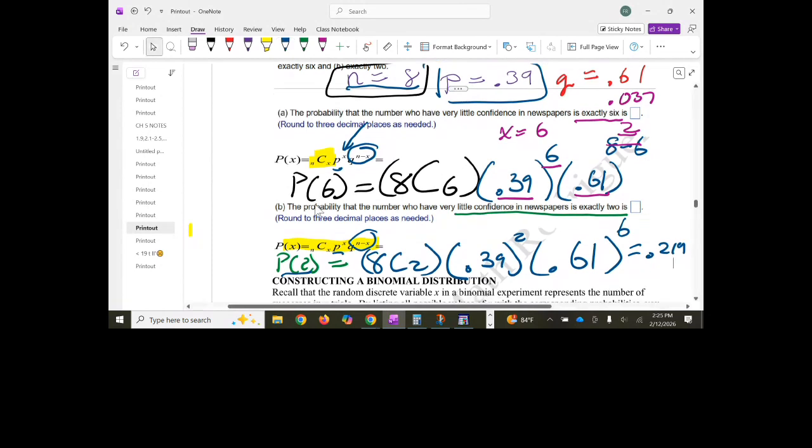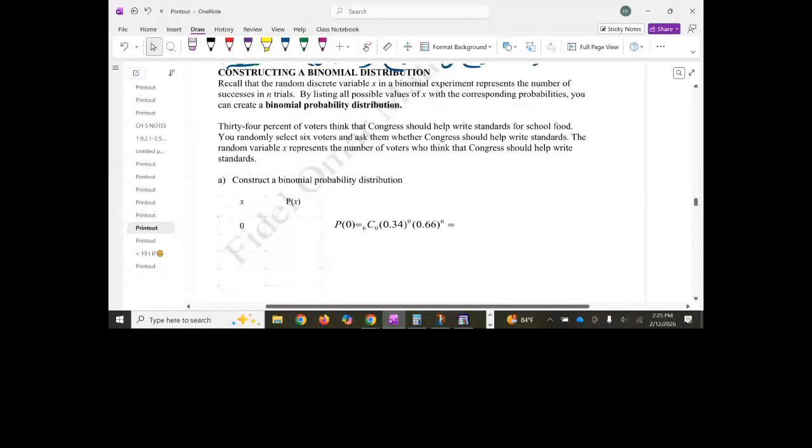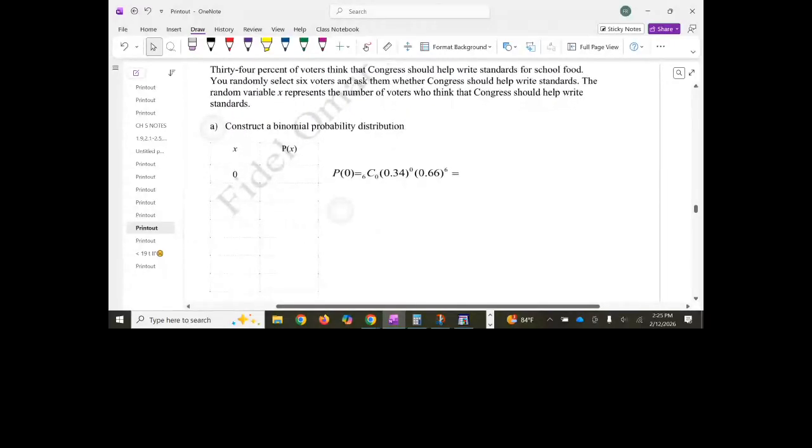All right, y'all, I'm going to scroll down a little further, and we're going to create what we call a probability or binomial distribution here. Let's scroll right here so we can get everything on the same page, and we'll go through slowly, my friends.